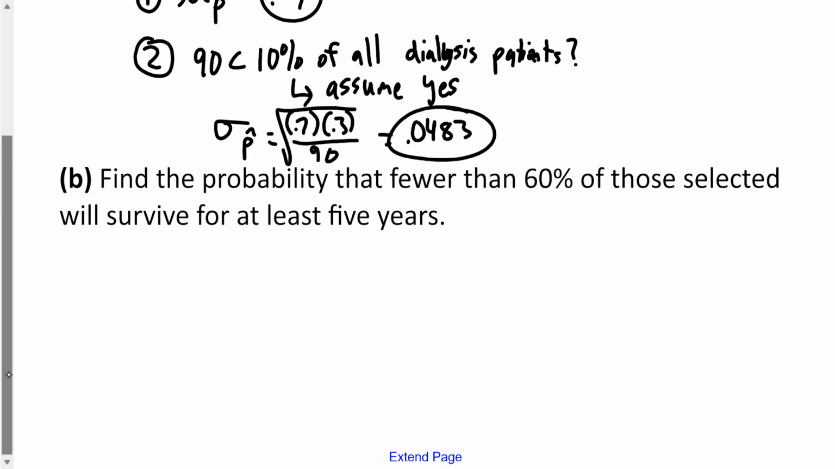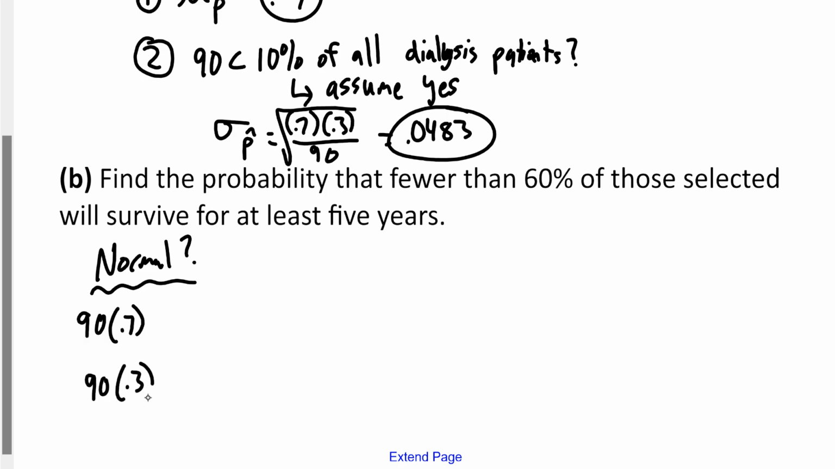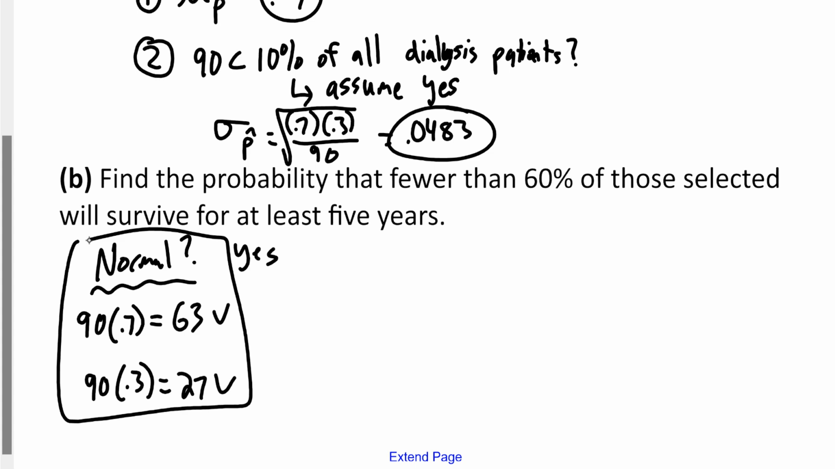So a little application with this. We found now a probability, we have a standard deviation. We know, well, we can check, is it normal? Well, let's check the n times p, so 90 times 0.7, 90 times 0.3. I believe it will be. So that's 63, and this is 27. Yes, yes, yes. Okay.